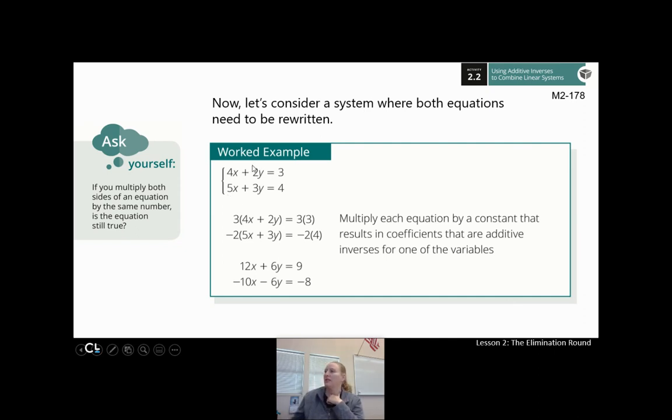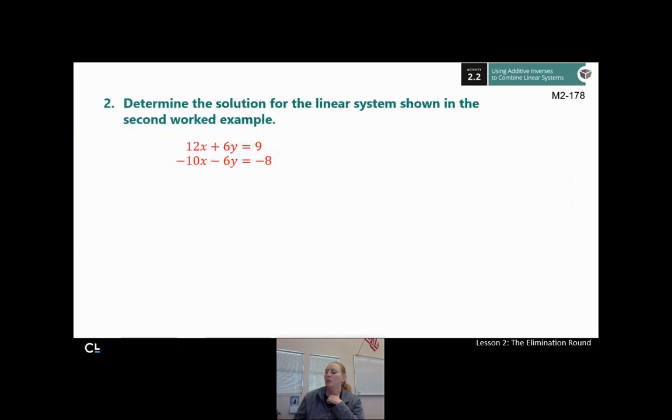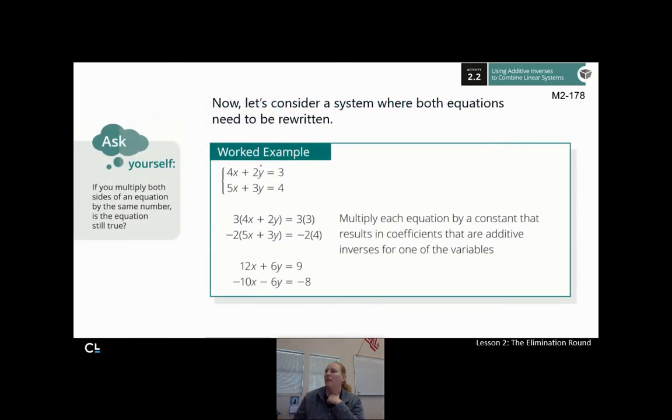So I'm going to look at these guys right here. A 2y and a 3y. Well, that means if I made one of these a 6 and one of these a negative 6, we could make it happen, right? Because I can multiply 2 by something to get 6. I can multiply 3 by something to get negative 6. So I'm actually using the least common multiple of these two coefficients, right? I know that 2 and 3 both go into 6.